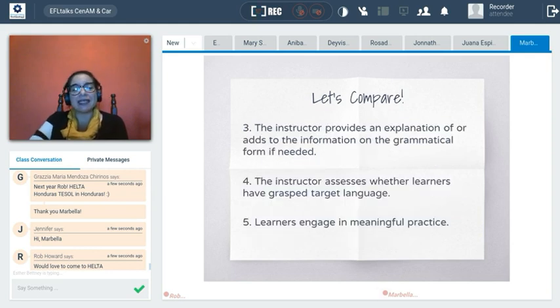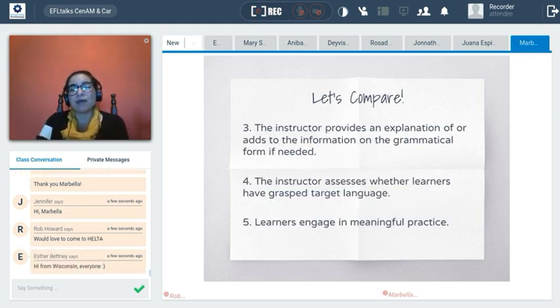So then the next step is, as we said, providing a grammatical rule. So if this is necessary, so if we feel that students have gotten as much from the form, the meaning, and the use as we might have wanted, then we might not need that. But if there are a few gaps, then this is the opportunity to do so.